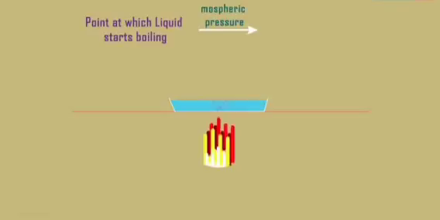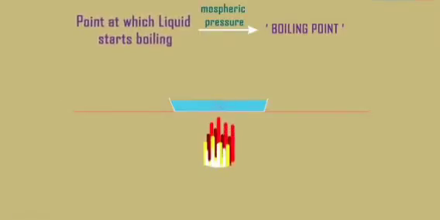Now, what happens when we continue to supply heat after the solid has melted? The liquid will start boiling after a certain amount of heat is absorbed. And the point at which this liquid starts boiling at atmospheric pressure is called its boiling point. Understand this well. It's the point at which liquid starts boiling at atmospheric pressure.